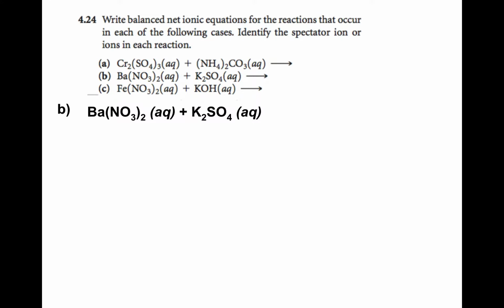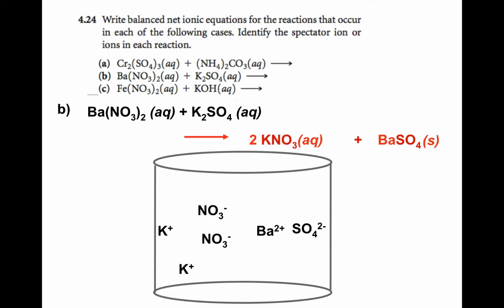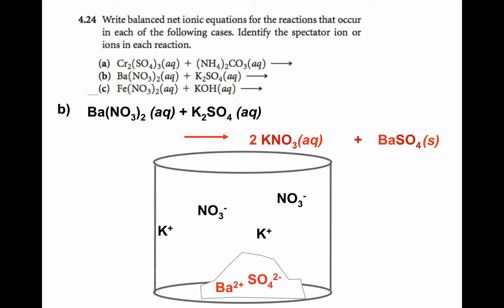All right, B. Will barium nitrate precipitate potassium sulfate? Yes. Barium sulfate is one of our exceptions. So barium sulfate will precipitate. So what are the spectator ions? Well, everything's separated before the reaction starts. When the sulfate ion finds the barium ion, they're the ones that drop out. So again, it's the potassium ion and the nitrate ion that are the spectators. They're not involved in the reaction.